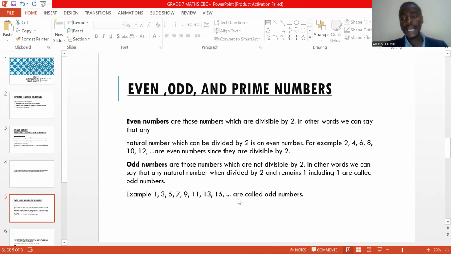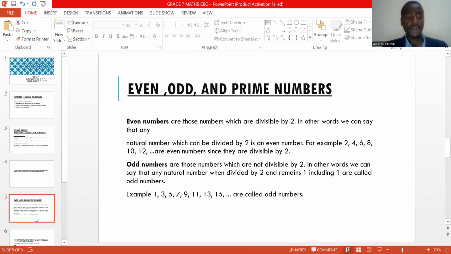So all of them are called what? Odd numbers. As you can see here, we have 1, we have skipped 2, meaning that 2 is not an odd number, it is an even number. We go to 3, we have skipped 4, we go to 5, we have skipped 6, we go to 7, and so on. So these are what you call odd numbers. These are numbers that are not divisible by 2.